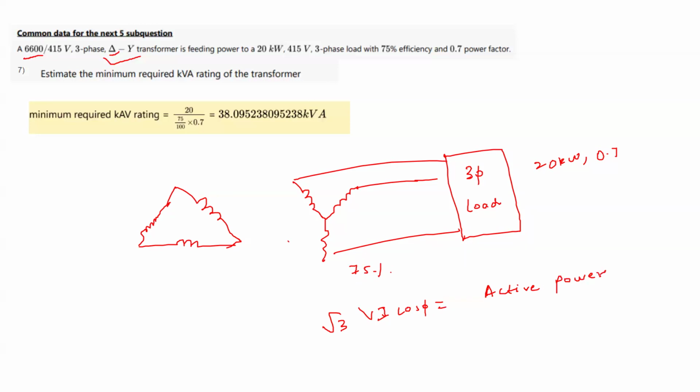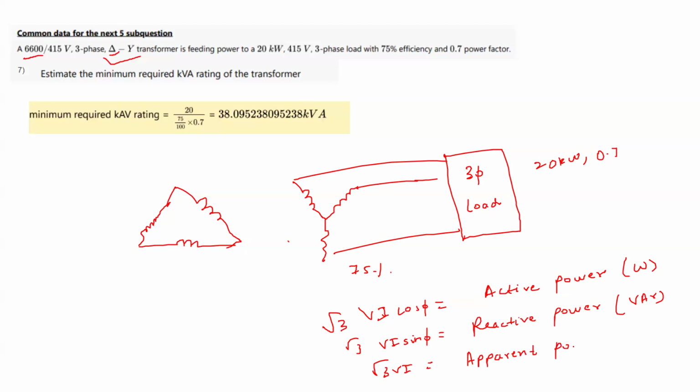You remember the power triangle which I discussed in the second assignment. Whatever I discussed there, you just multiply it by root 3 and it becomes the same thing. The active power is root 3 VI cos phi, in watts. The reactive power is root 3 VI sin phi, in VAR. And root 3 VI is the apparent power, in VA.